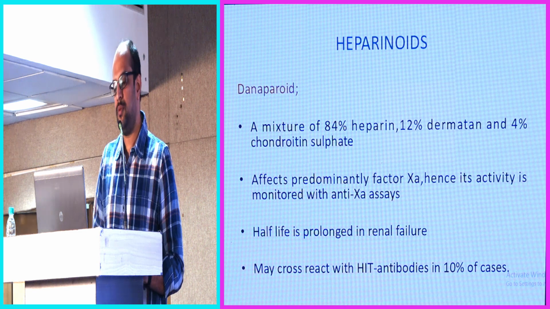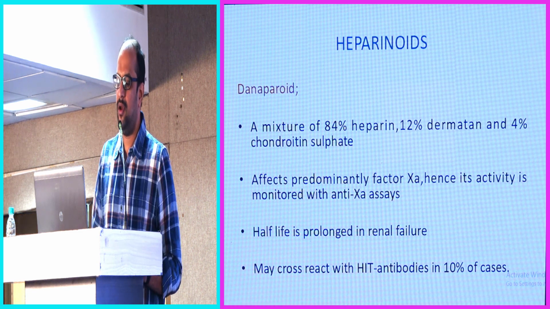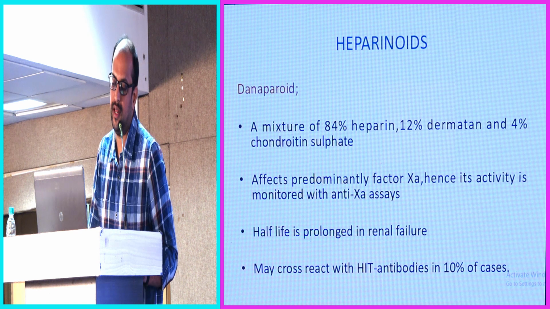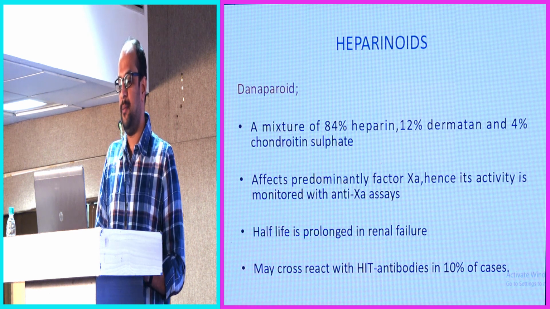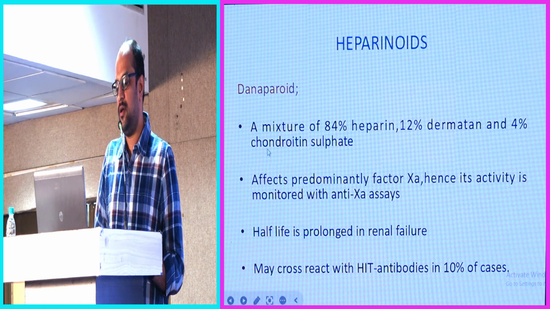Coming to the next group of drugs, heparinoids. There is only a small amount of data regarding the use of heparinoids in CRRT, but it is worthwhile discussing this group of drugs briefly. We know that we have two molecules, danaparoid and fondaparinux. They come as a mixture of heparan sulfate, dermatan sulfate, and chondroitin sulfate.